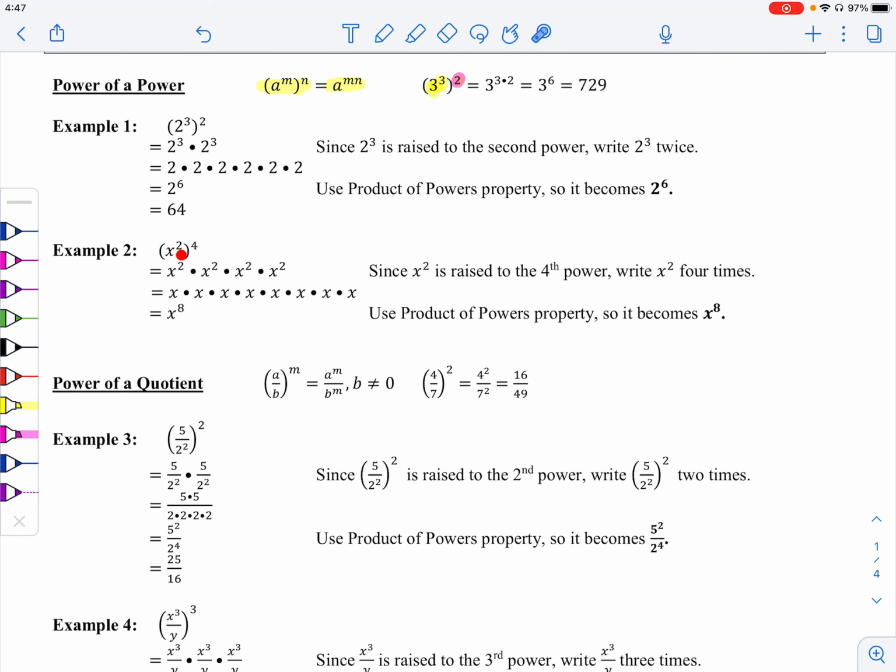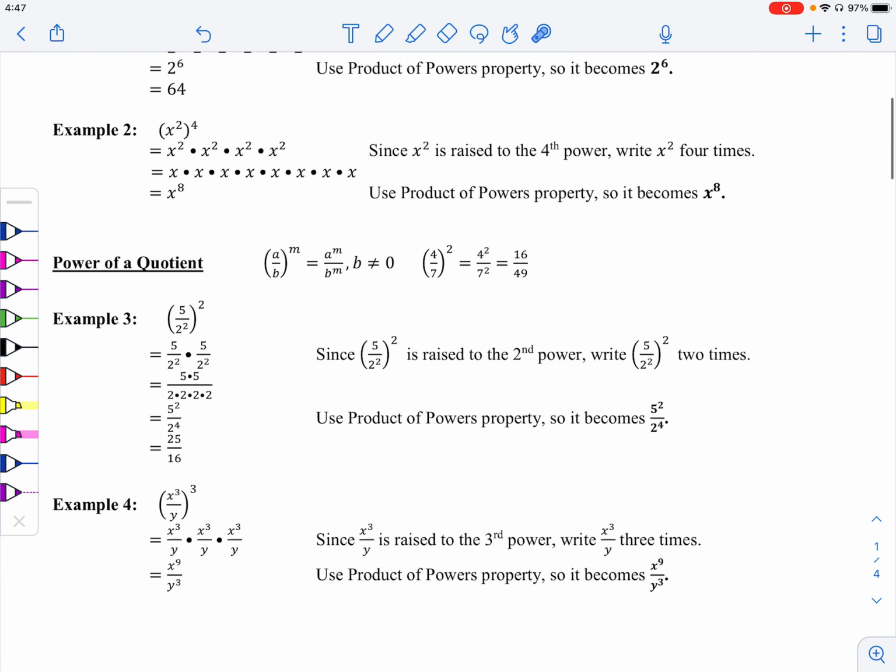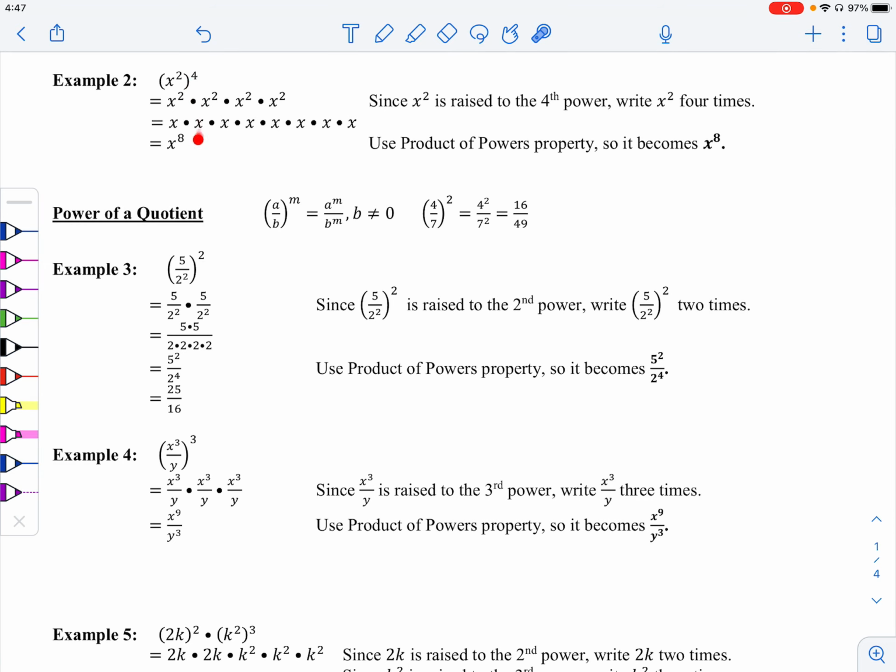Same with x's. You have x squared 4 times. Right, just write out 4 times. Then you can write out all your factors. You have 2 plus 2 plus 2 plus 2 is 8. Right, add them all together. It's x to the 8th. Or 2 times 4 is 8.